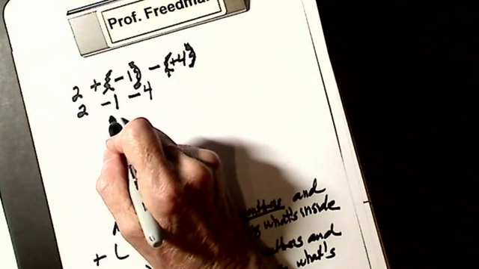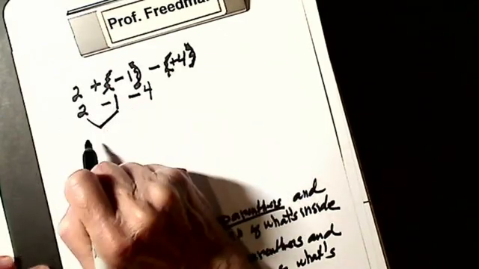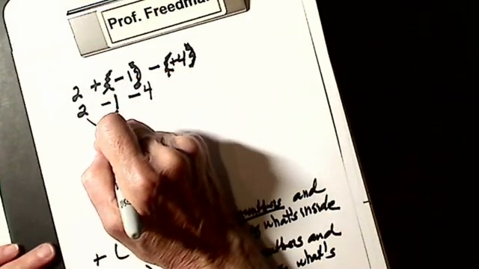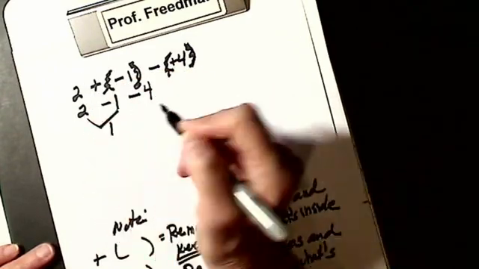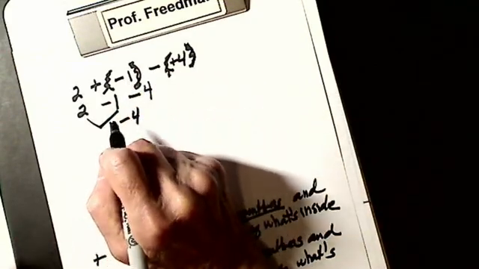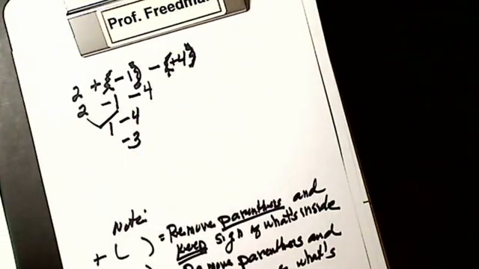I have to combine them. So I have a 2, negative 1. The signs are different. Subtract, take the sign of the larger. I'm going to get a 1. So I have 1, negative 4. I'm going to get a negative 3.